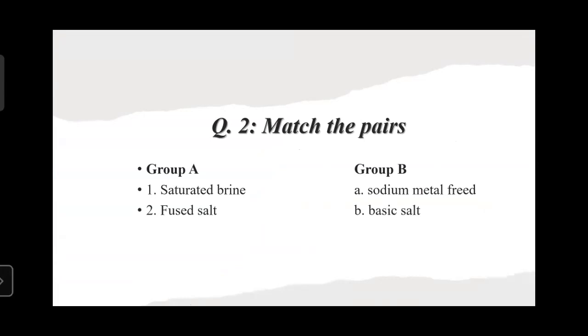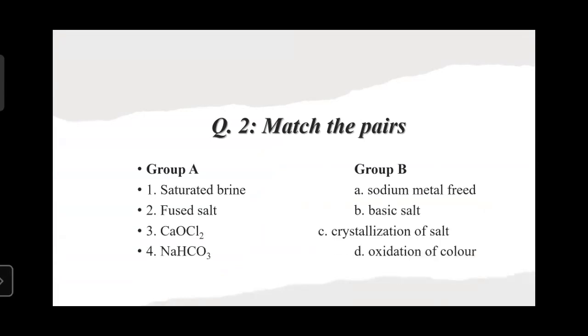Now we will see the second question, that is match the pairs. Column A and column B are in the question. Column A: saturated brine, fused salt, CaOCl2, NaHCO3. And in column B: sodium metal freed, basic salt, crystallization of salt, and oxidation of color.